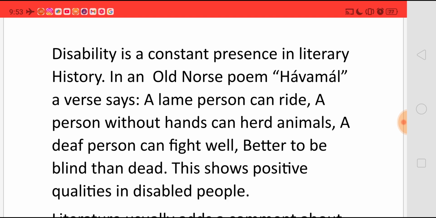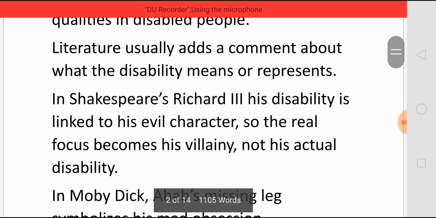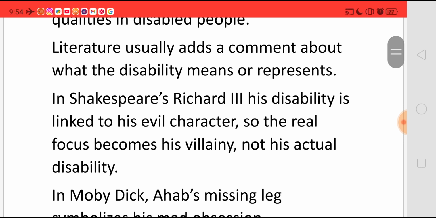In an old Norse poem, Havamal, a verse says, "A lame person can ride, a person without hands can herd animals, a deaf person can fight well, better to be blind than dead." All this shows positive qualities in disabled people. Literature usually adds a comment about what the disability means or represents.